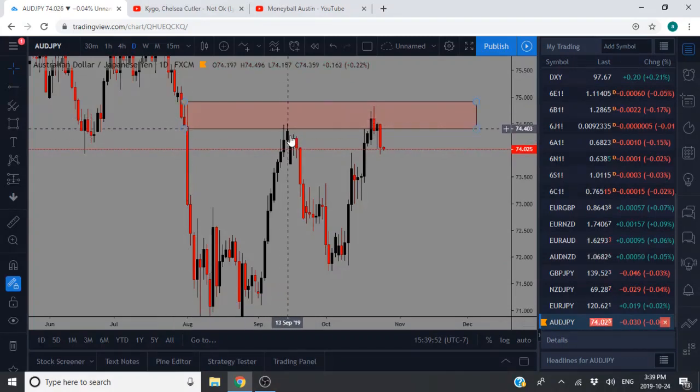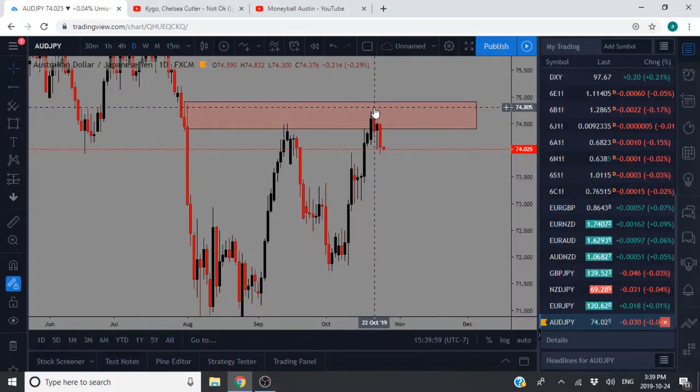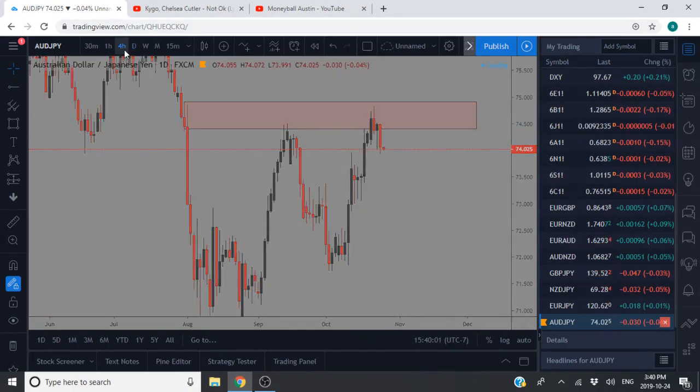Price came into it once, came down. Now we came up into it twice. We're in a daily uptrend, so we went deeper into it. So definitely confirmation would be the better bet.